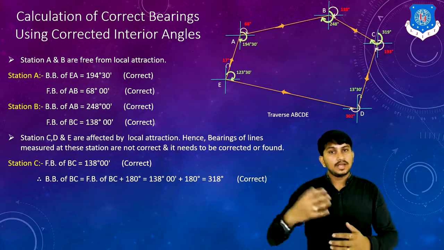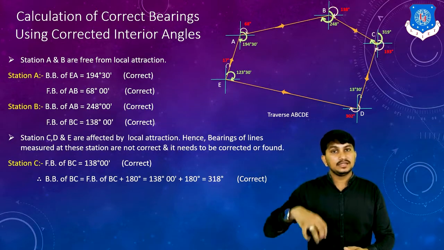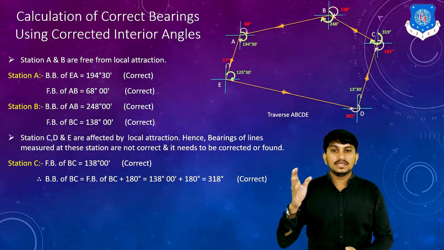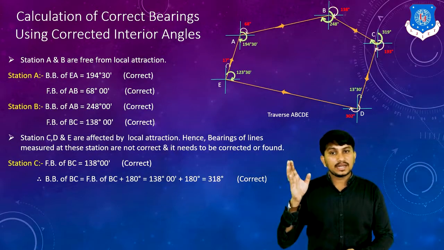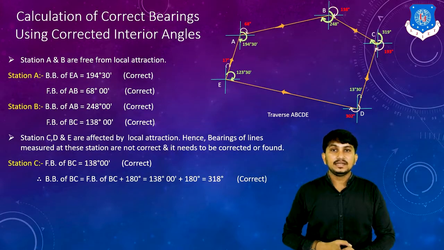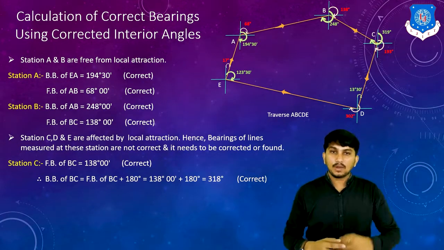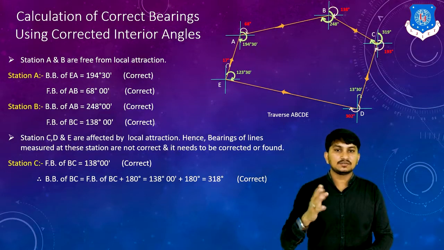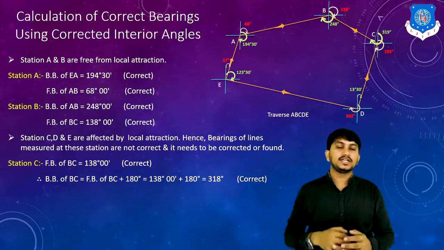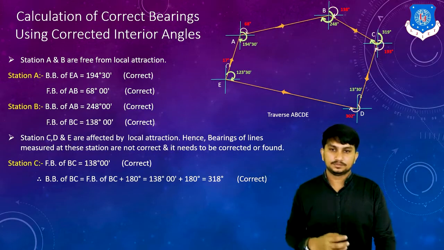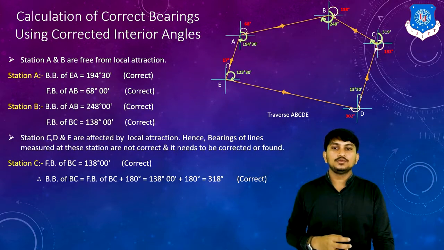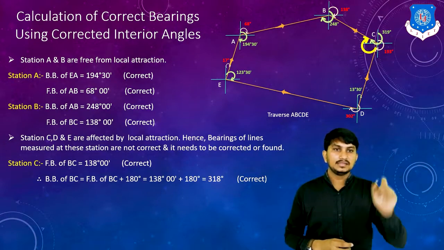How to convert FB to BB? We have discussed in the last lectures. So BB of BC is equal to FB of BC plus 180 degrees, because here FB of BC is less than 180 degrees. So to find out BB of BC, we have to add 180 degrees. 138 plus 180 degrees is 318 degrees, which is corrected. After finding BB of BC, we have to use the angle C.